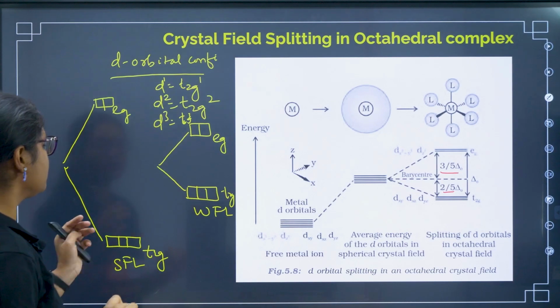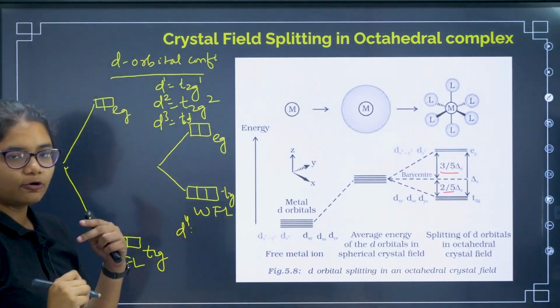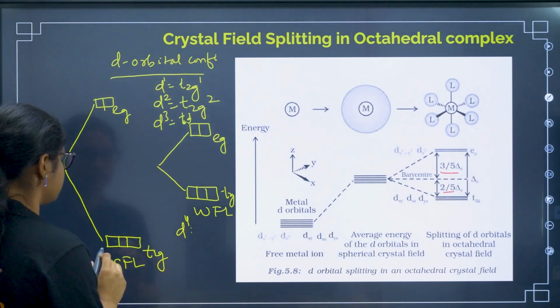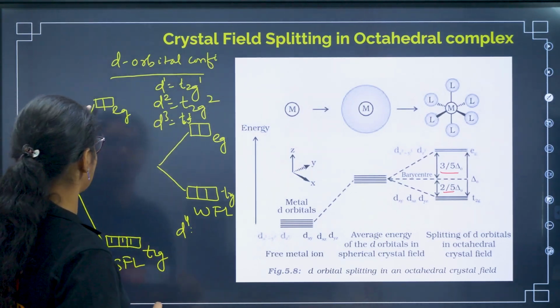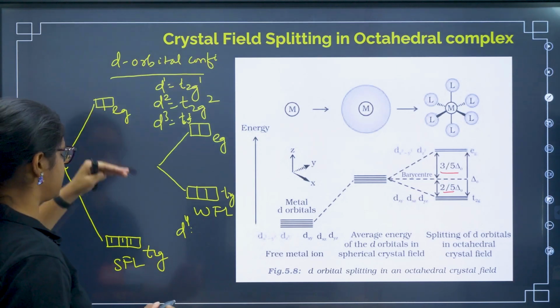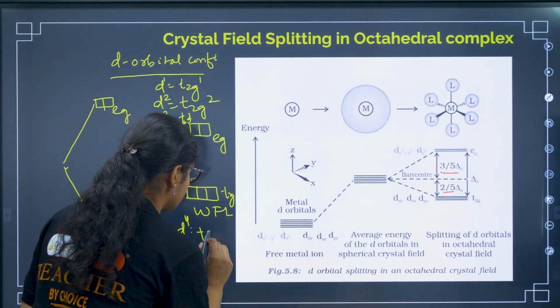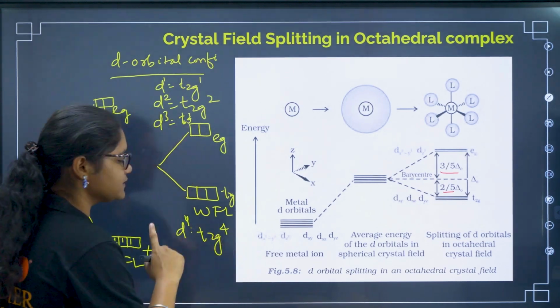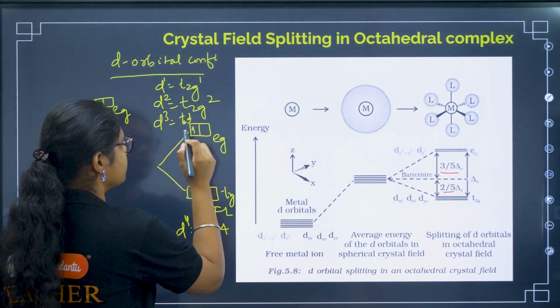Now coming to d4. See here, for d4 there are two chances. Suppose these 3 are filled. It is a strong field ligand. The 4th electron cannot go to the upper level because the energy is very high. So there will be pairing taking place here. So we'll get t2g4 if it is a strong field ligand. But here, since it is a weak field ligand, the electron will move up.